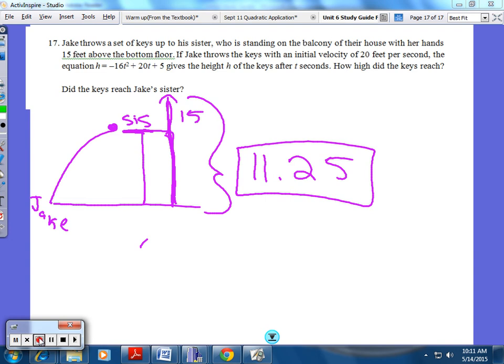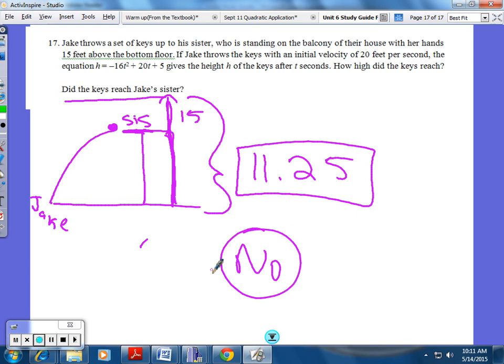Now for the bonus, or the second part of the problem, they ask us, did the keys reach Jake's sister? Well, how far is the sister from the ground? 15 feet. How high did the keys go? 11.25 feet. So was that enough to reach the sister that's 15 feet? No, 11.25 isn't enough. So the answer to the second part of the problem is no, those keys didn't reach. They fell short.